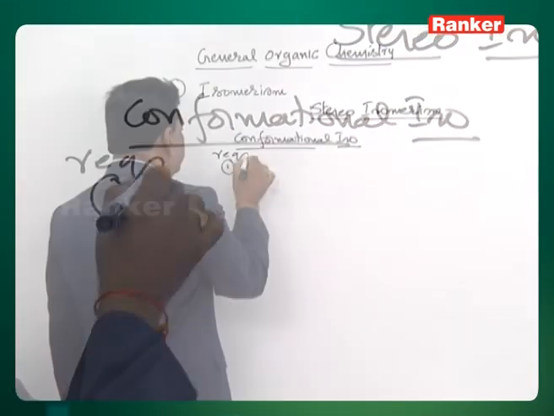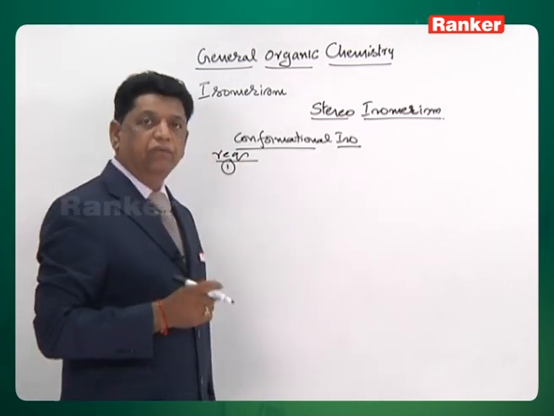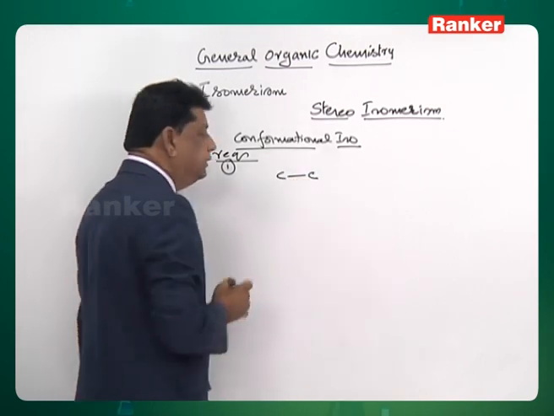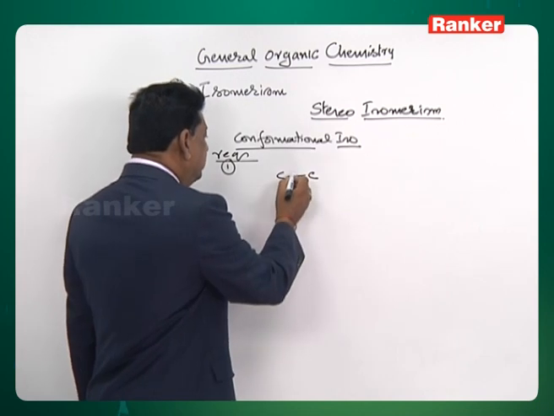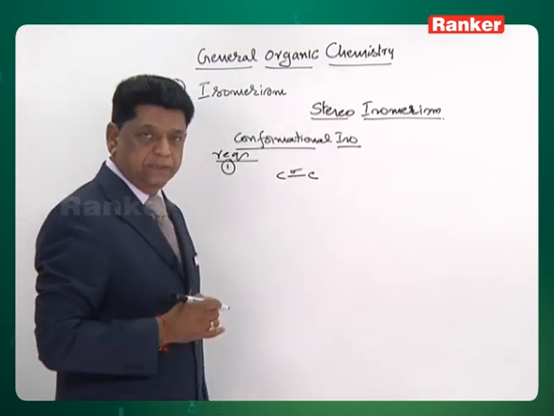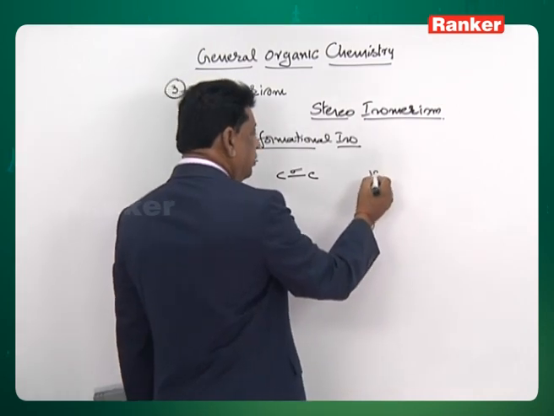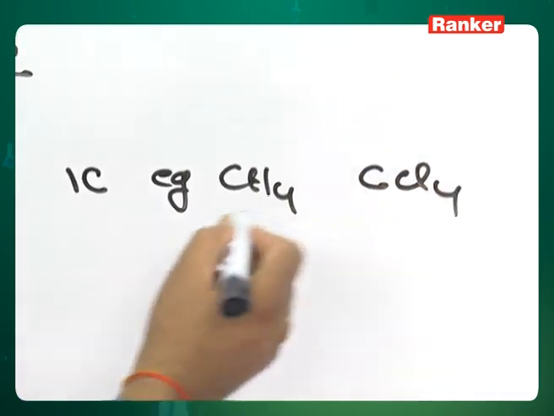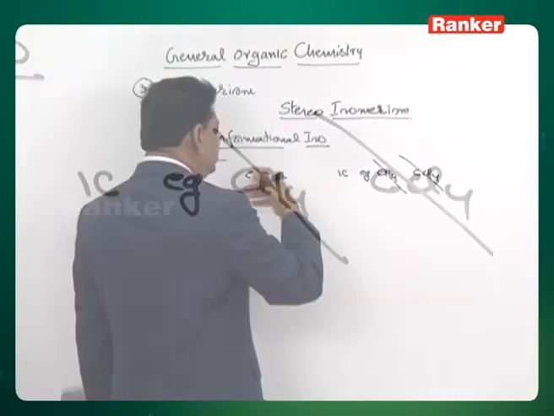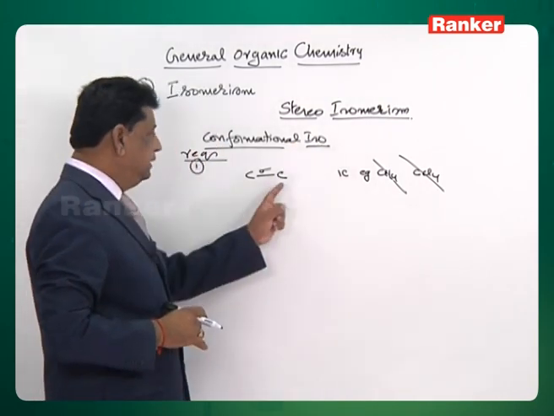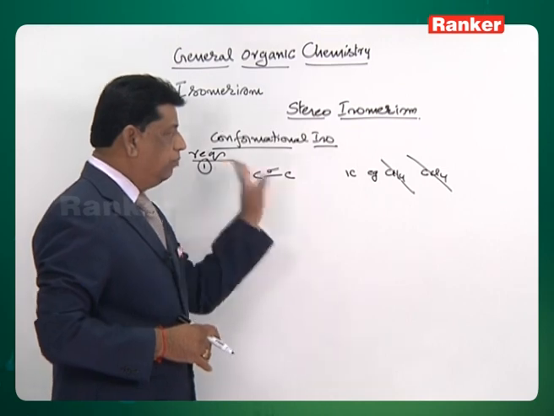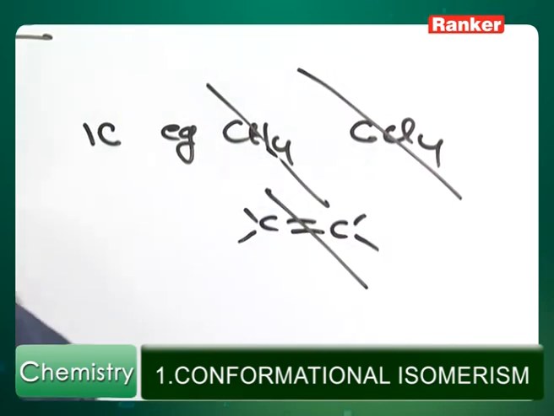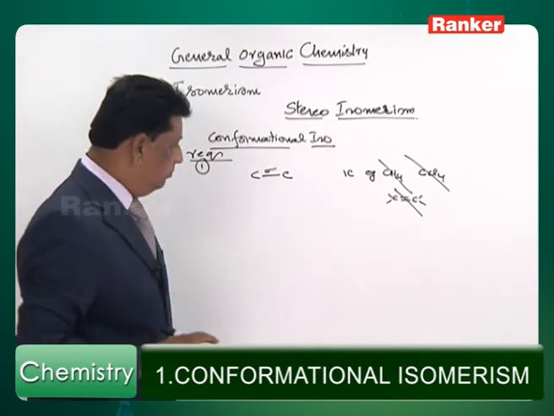The requirement for this isomerism, when you will get a conformational isomerism: the first condition is that there should be two carbons attached with a sigma bond. A sigma bond should persist between the two carbons. That means one-carbon compounds, for example methane and CCl4, are not eligible to show this isomerism. There should be a C-C sigma bond. So, one-carbon compounds and two-carbon compounds containing double bonds like ethylene are also not eligible to show conformational isomerism.